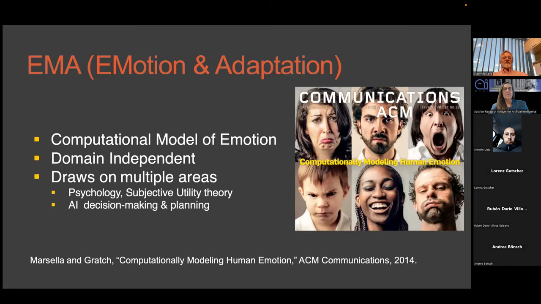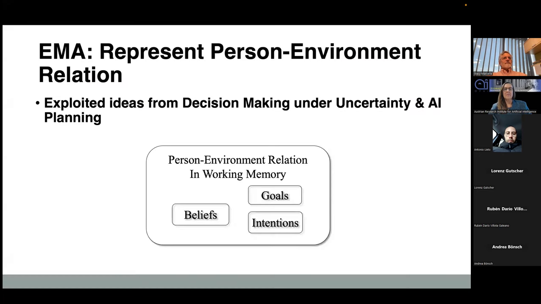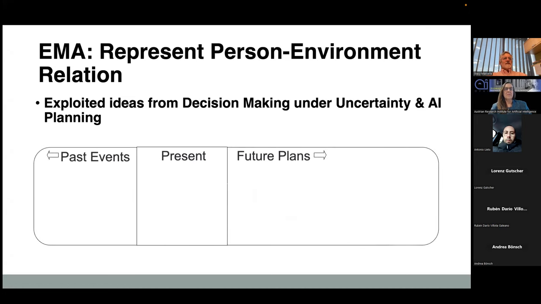Okay. So the first model is the oldest. This is a relatively recent paper, 2014, only a decade old, but it actually goes back to 2005, probably. And this is work by John Gratch and me on this particular model, which we used in virtual humans. The basic idea in this model is that we can represent the person-environment relationship within a classical AI planning architecture combined with decision theoretic reasoning. And essentially what this looked like was something like this.